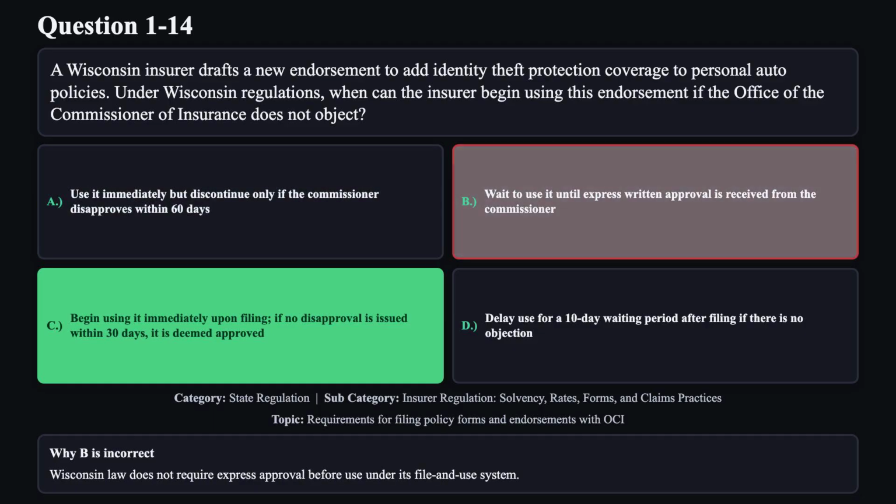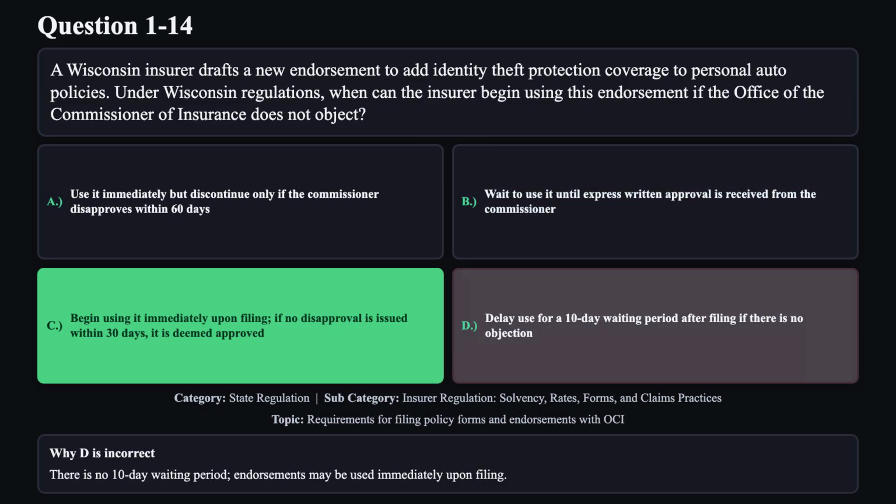Reason B is not correct. Wisconsin law does not require express approval before use under its file and use system. Reason D is not correct. There is no 10-day waiting period. Endorsements may be used immediately upon filing.